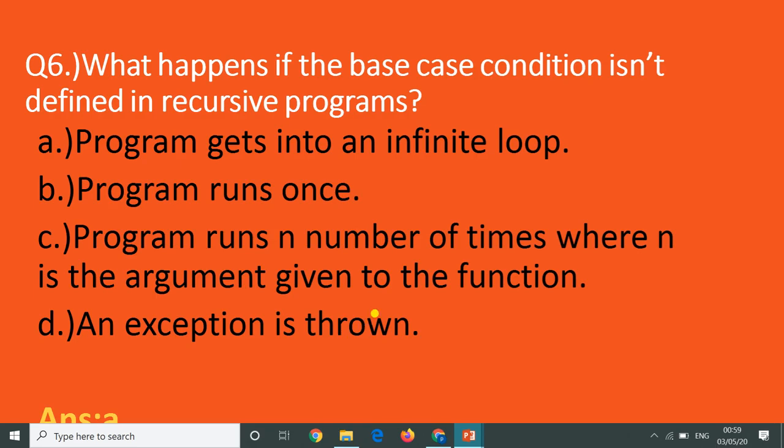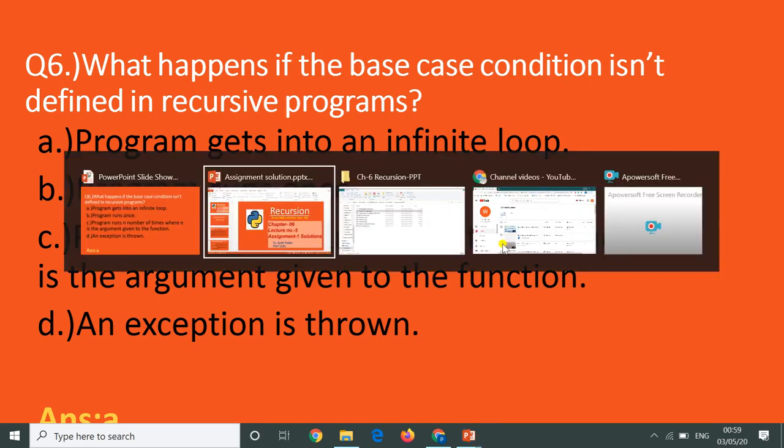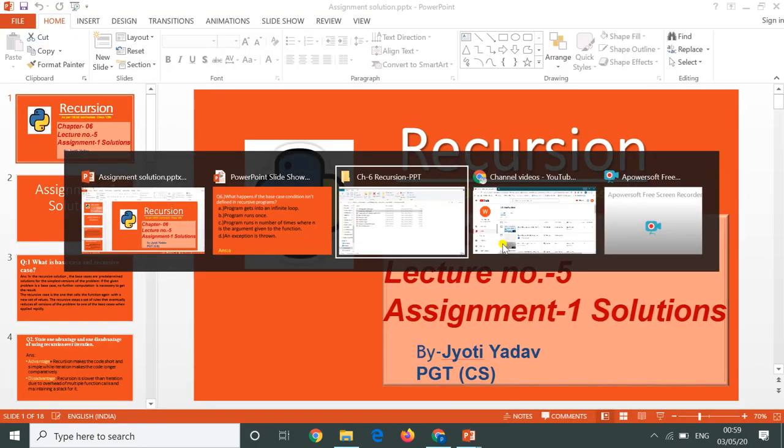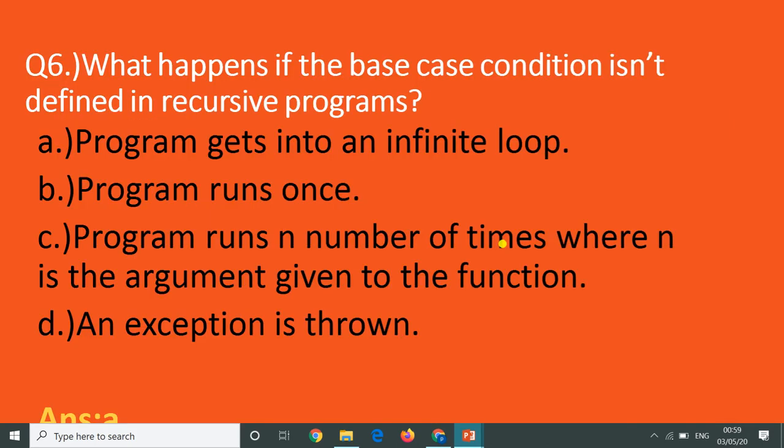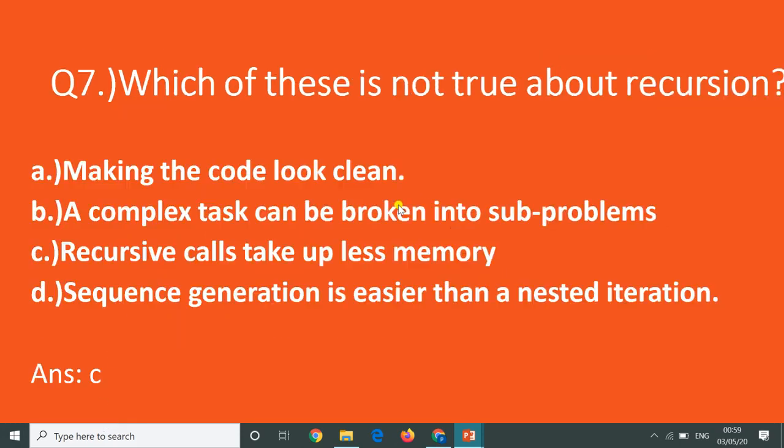Now C part. 8. The 6th question says what happens if the base case condition is not defined in a recursive program. So these four are the options and the answer is A: this program gets into an infinite loop. This is the answer of the 6th question.